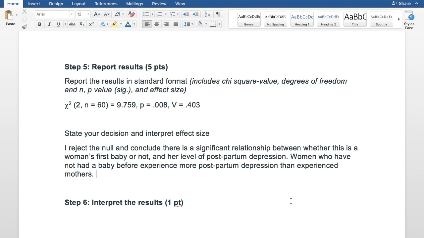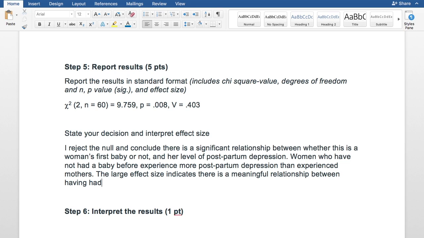So now we need to interpret that large effect size. And remember, effect size does not refer to significance, it always refers to meaningfulness. And in chi-square, since we're talking about a relationship, that effect size says that the relationship between these two variables is meaningful. That's all for step 5.